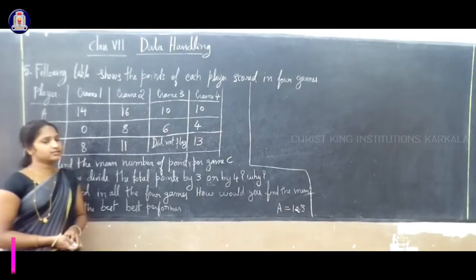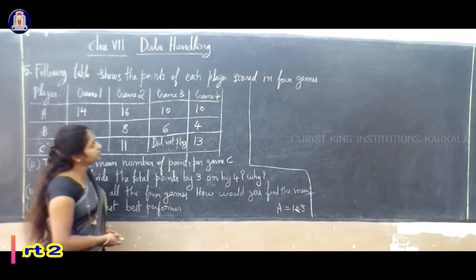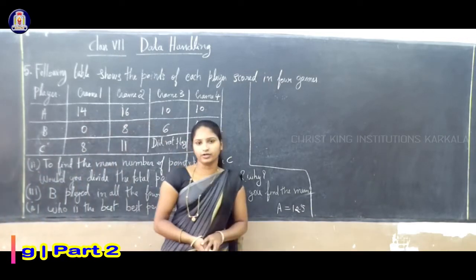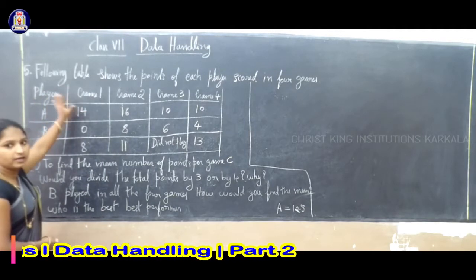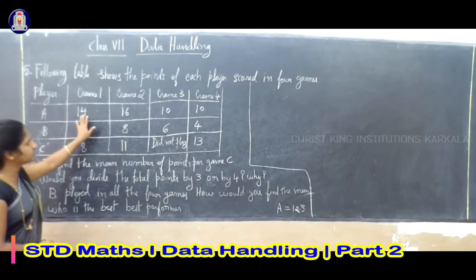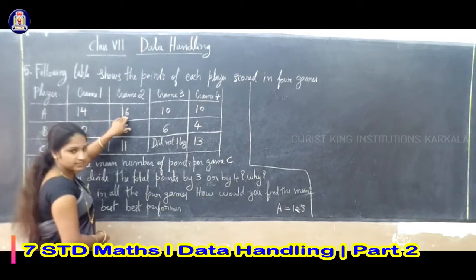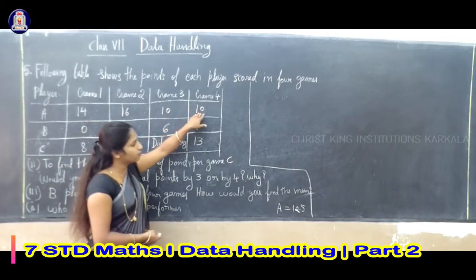Okay, in this question, the following table shows the points each player scored in the 4 games. So first one, in game 1, player A scored 14 points, and in game 2 he scored 16 points, and in game 3 he scored 10 points, and game 4, 10 points.